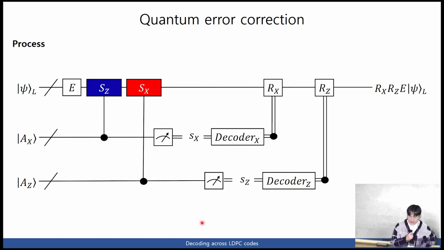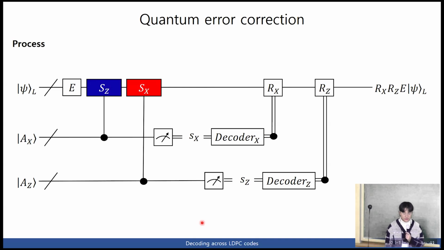The overall process of the error correction looks something like this. We get an error, and we measure them with X and Z stabilizers. And from the measurement, we get syndromes X and Z, which we decode with decoders. Lastly, we do error correction.